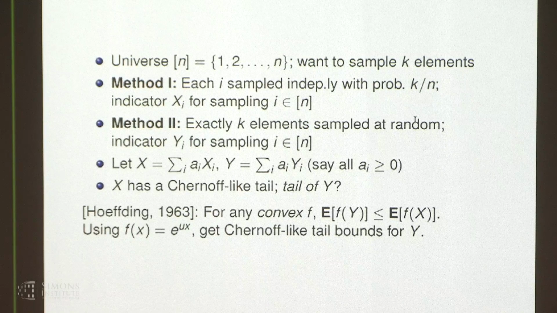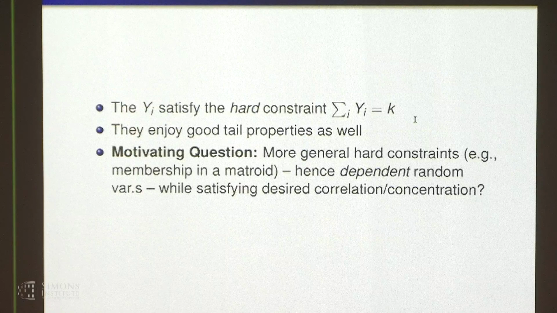So once again, most of us would know that in sampling without replacement one gets Chernoff-Hoeffding type things, but actually Hoeffding has this more general result. So what does it say? One perspective on this is that the yi's satisfy the hard constraint that they add up to k with probability 1. And on the other hand, from what we saw in the previous slide by Hoeffding, we know that they enjoy good tail properties as well.